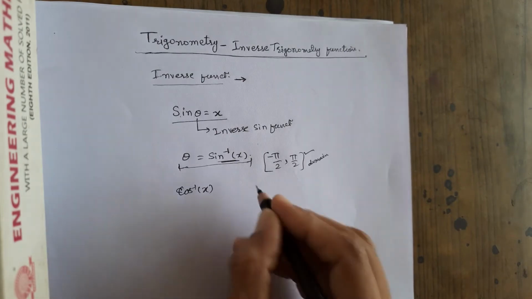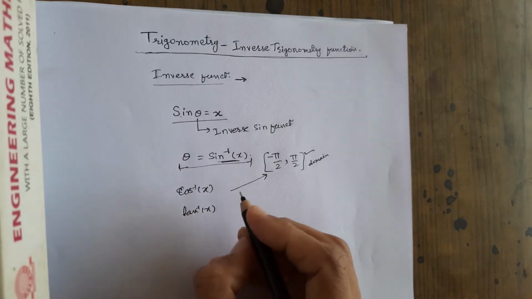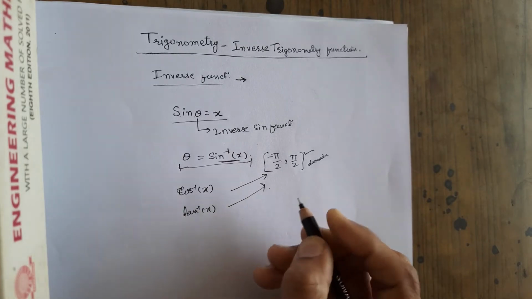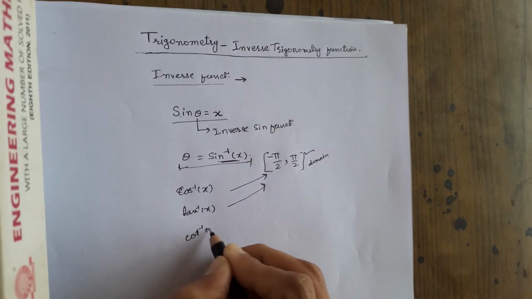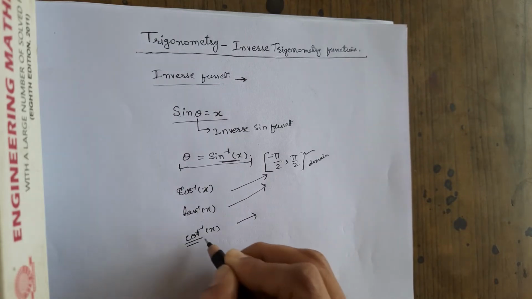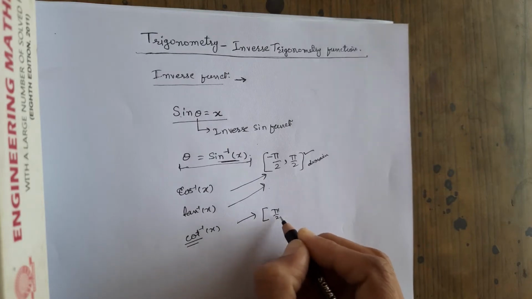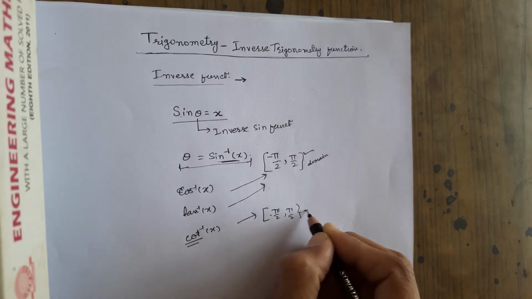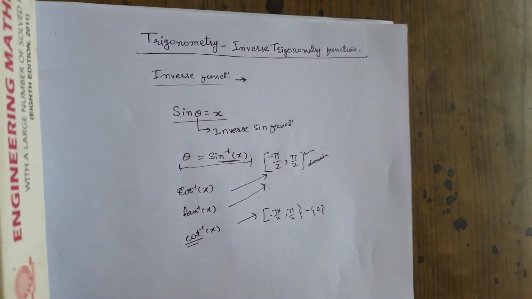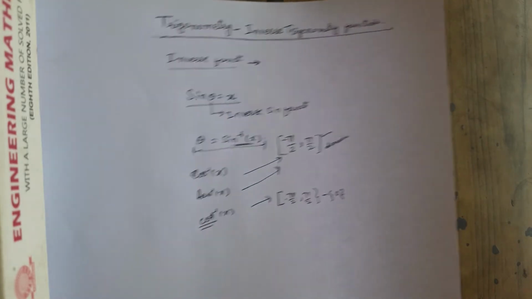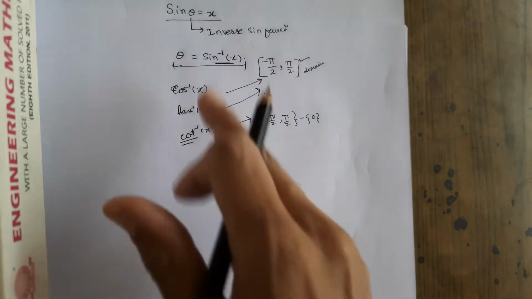So we write cos inverse x, and then tan inverse x, and cot inverse x, but the domain of cot inverse will be minus pi by 2 to pi by 2 excluding 0. For the moment, just remember the basic thing. We will see in detail what these things are.